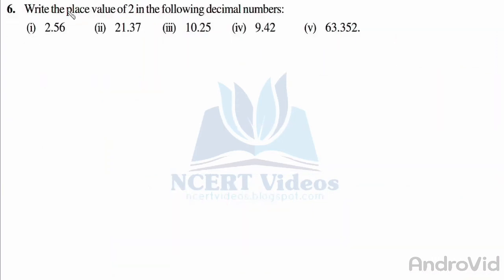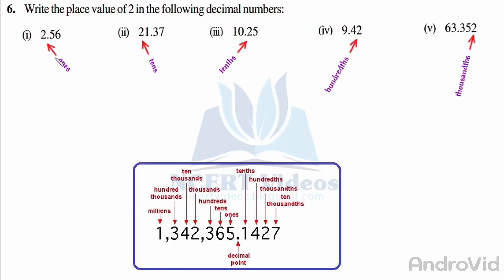6th, write the place value of 2 in the following decimal numbers: 2.56, 21.37, 10.25, 9.42, and 63.352. Here the place value of 2 is ones. You can see here, ones. You have to remember these place values. Just learn the place values and you can do any question then.